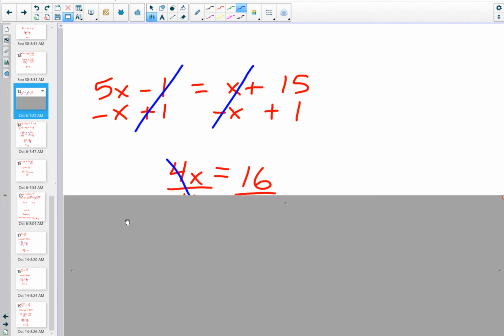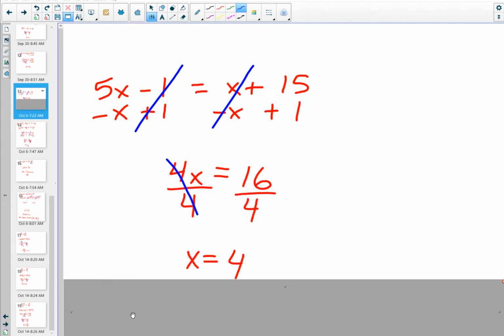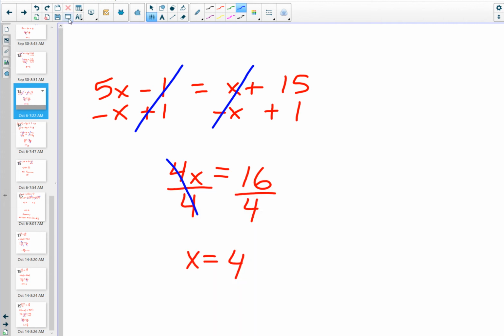5x minus x is still 4x. 15 plus 1 is 16. Divided by 4. Divide both sides by 4. So x equals 4. Is that all of it?